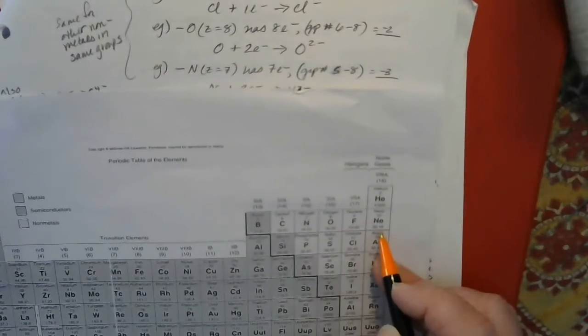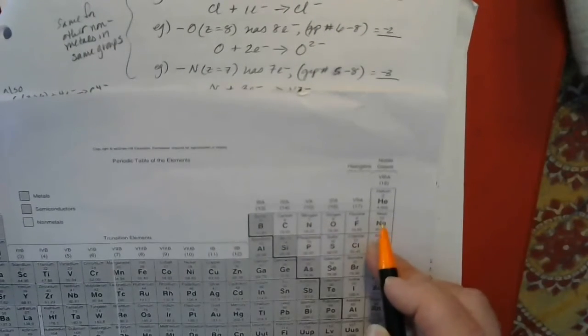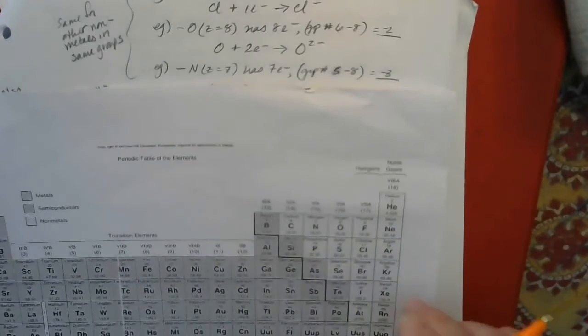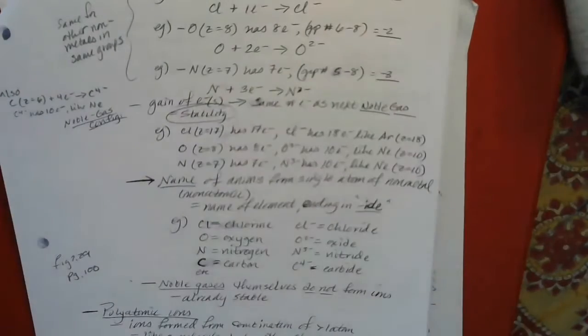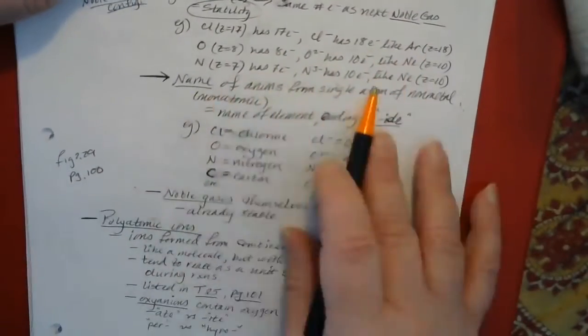And again, remember, nitrogen doesn't become neon. It still has only 7 protons in the nucleus, but it has 10 electrons, so it kind of looks like neon from the outside, and that makes it much more stable. Okay, and so that's basically what we just said.